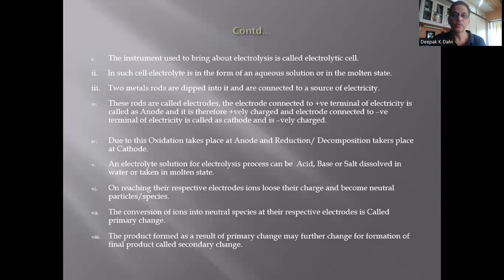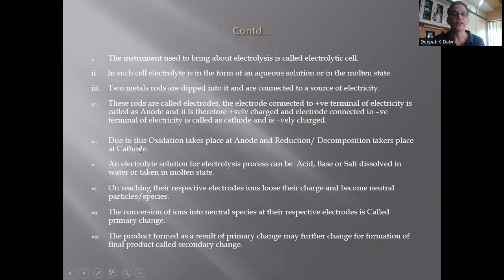So this is what is explained here about electrolysis. The instrument used to bring about electrolysis is called an electrolytic cell. In such a cell, the electrolyte is in the form of an aqueous solution or in the molten state. Two metal rods are dipped into it and connected to a source of electricity. These rods are called electrodes. One is connected to positive, the other to negative. Positive is the anode, negative is the cathode.